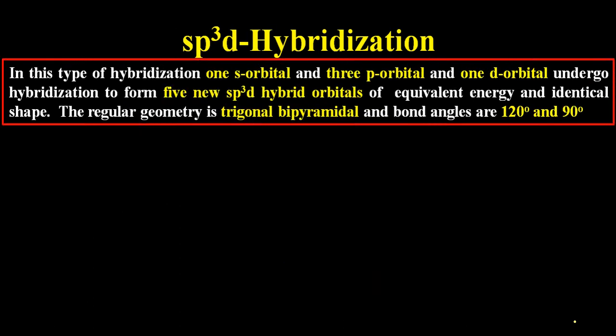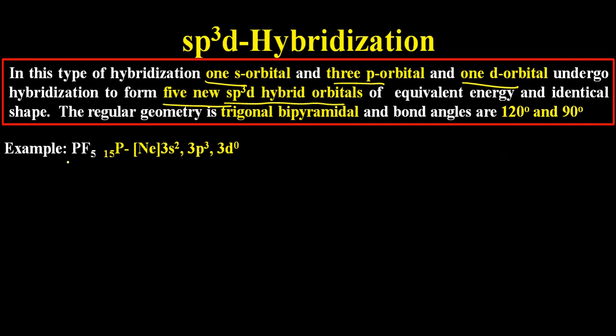Now the next type of hybridization is sp3d hybridization. In this case, one s orbital, 3 p orbitals and 1 d orbital undergo hybridization to form 5 new hybrid orbitals which have equivalent energy and identical shape. And if we have 5 total electron pairs present around the central atom, the geometry is trigonal bipyramidal with bond angles of 120 degrees in the trigonal planar part and 90 degrees for axial bonds. The very well known example is PF5.